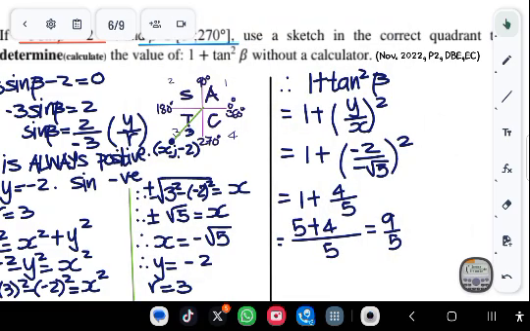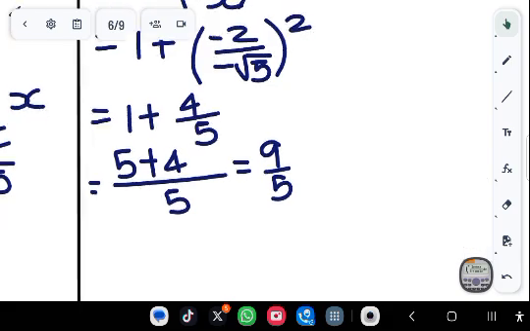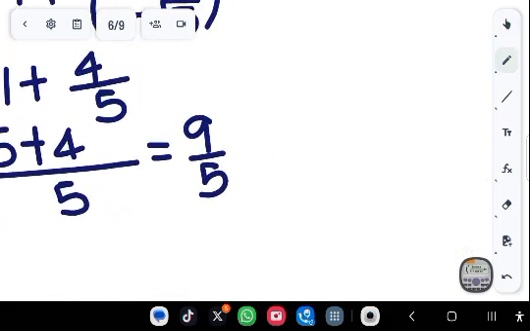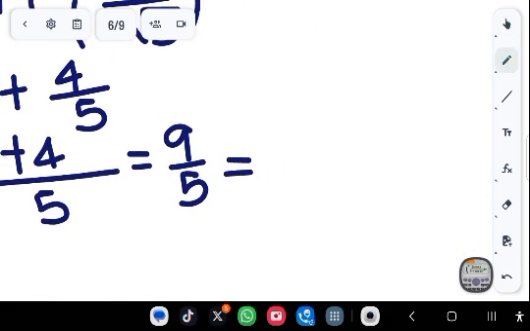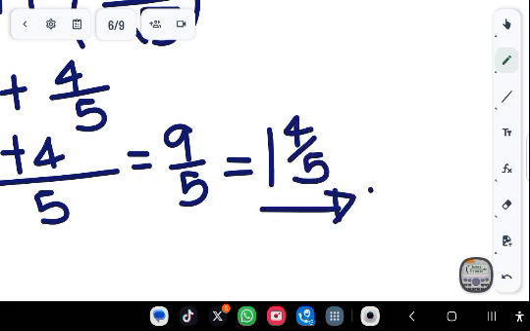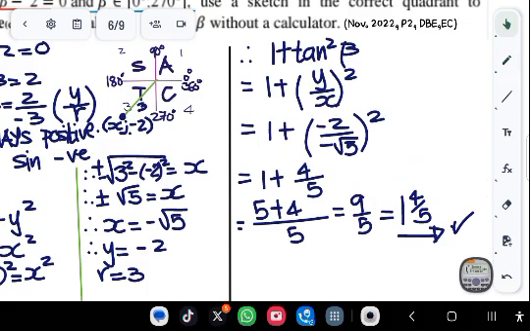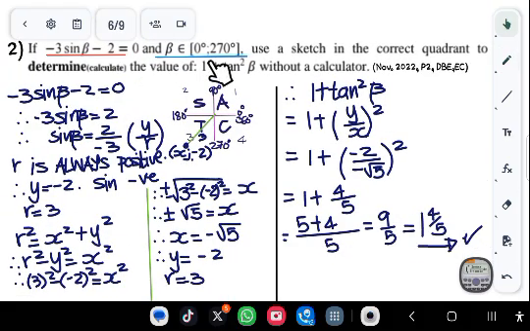You can leave it as 9 over 5. You can leave it as 1 and 4/5. That's fine. That's up to you. So that'll be 5 goes into 9 once and leaves a remainder of 4 over 5. So you can leave it anyhow. That's fine. And that's the answer to that question. That's what happens when you do not have a diagram given to you like in the first example.